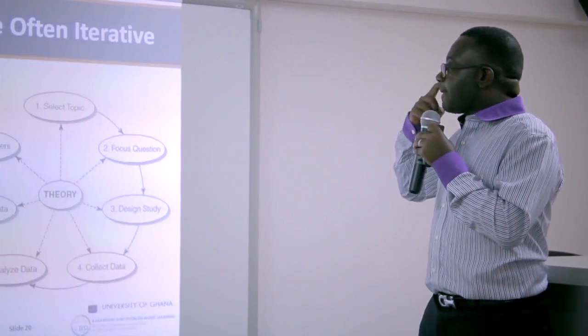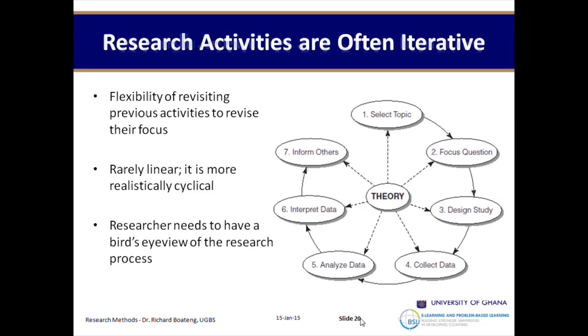So we say that every research process should have the flexibility of revisiting previous activities. Secondly, the researcher should also know that it's not really linear. It's more realistically cyclical. It impacts on each other, so it keeps on going. You are like in a loop. You find this, it comes back, it can inform this. So as you are progressing, you should know that other elements in connection to your theory can impact on each other.